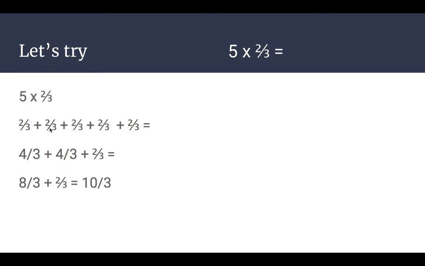So 2/3 plus 2/3 would give me 4/3. 2/3 plus 2/3 again is 4/3. And then we have one more 2/3, so I just brought it down. I know 4/3 plus 4/3 will give me 8/3. And again, I brought my 2/3 down, giving me my answer of 10/3. 10/3 is an improper fraction.